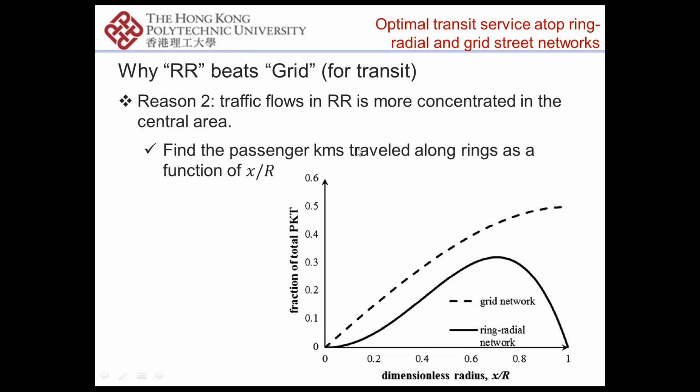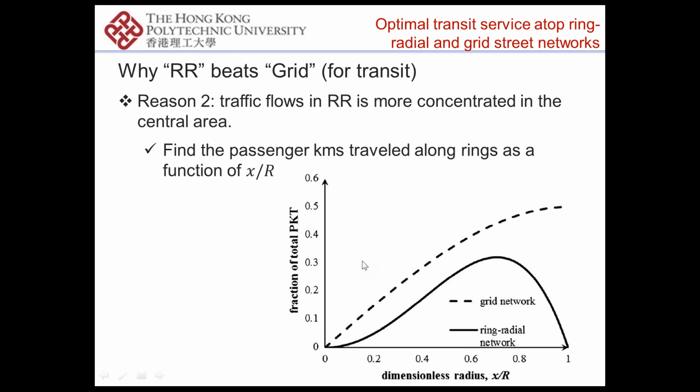And the second difference is that for a grid network, this fraction increases continuously until the end of the city. And for the ring-radial network, it increases to some distance and then decreases sharply. So that means the passenger flows over the rings are more concentrated near the center for the ring-radial network. And for a grid network, the passenger flows are more dispersed.